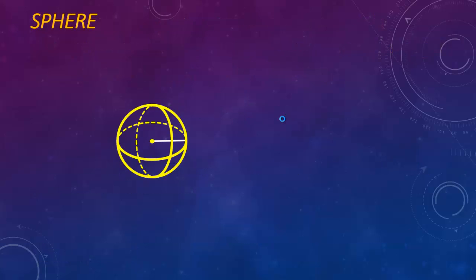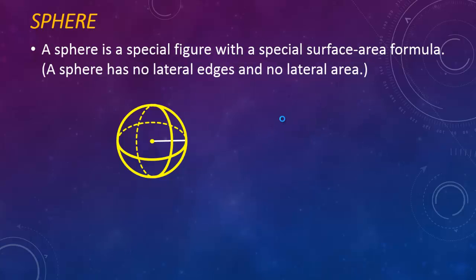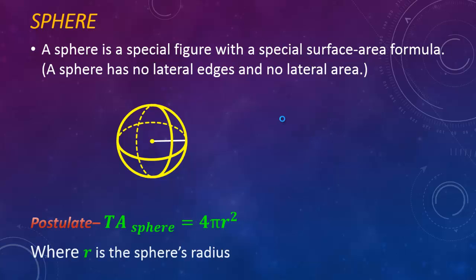All right, and last is sphere. Now a sphere, special figure, special case, has its own special formula. Isn't that special? Because a sphere doesn't have any lateral edges, no lateral area, just surface area, so no bases either. All right, so the formula we have is in the form of a postulate, which is that the total area of a sphere is 4 times pi times r squared, where r, of course, is the sphere's radius. So don't answer any question that says, what's the lateral area of a sphere? Just put a big question mark. It's a trick question is what I'm getting at.